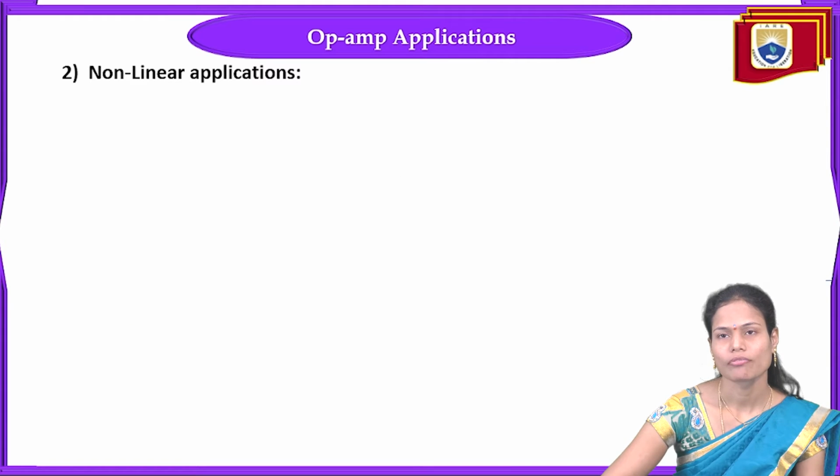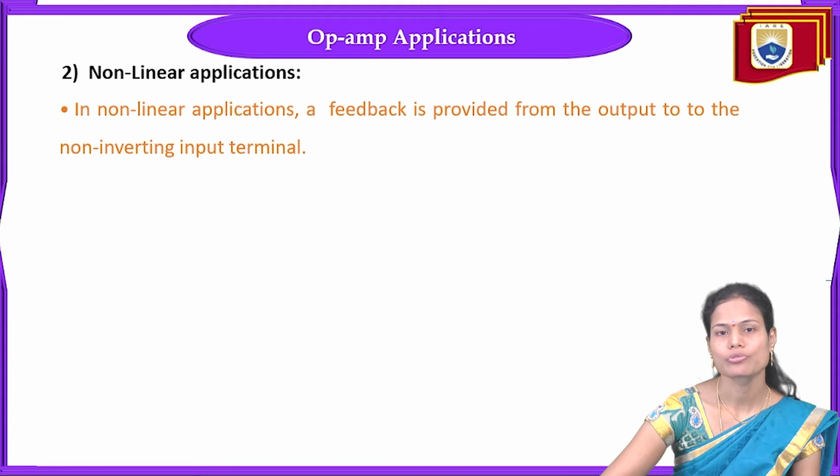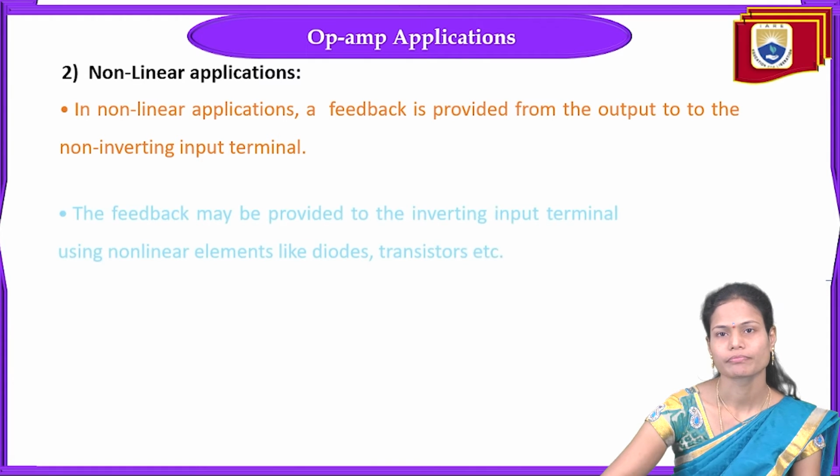And the second category of applications is non-linear applications. In the case of non-linear applications, we provide the feedback from the output to the non-inverting terminal of the operational amplifier. That is, we utilize positive feedback instead of negative feedback. The use of this positive feedback is to generate waveforms, that is, for oscillation purposes.